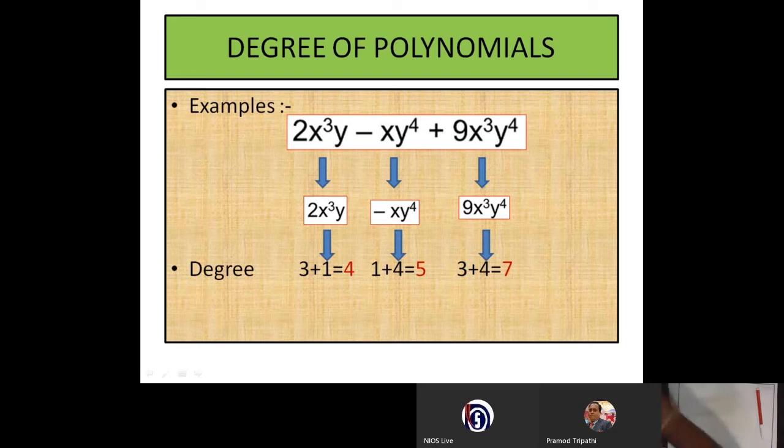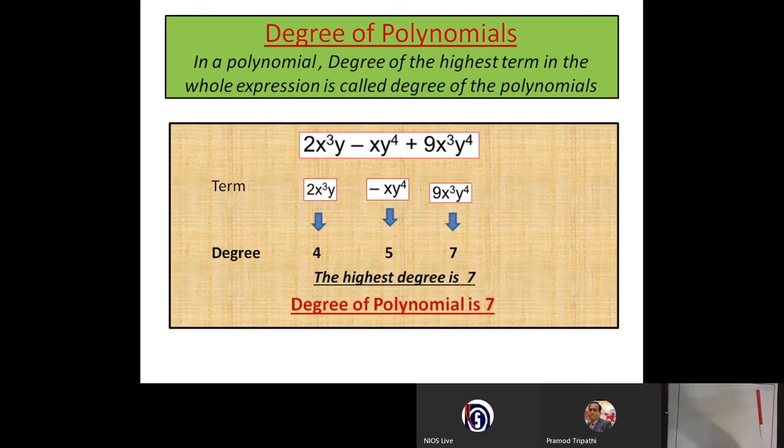I think it is very clear. Now we move to the degree of the polynomials. We have learned earlier the degree of the term. Now we are taking the degree of a polynomial. In a polynomial, the degree of the highest term in the whole expression. So in this example, we have taken here 2x cubed y minus x into y raised to the power 4 plus 9x cubed into y raised to the power 4.